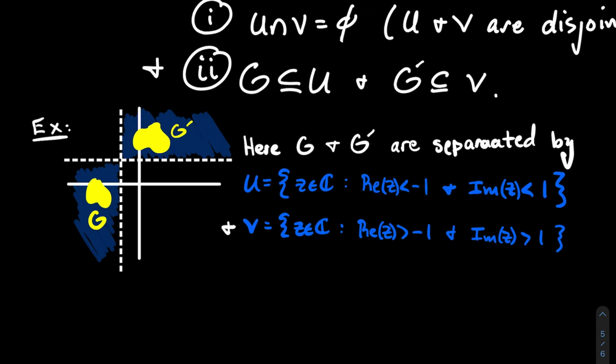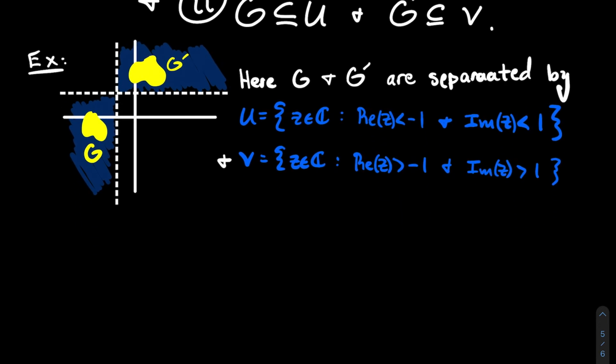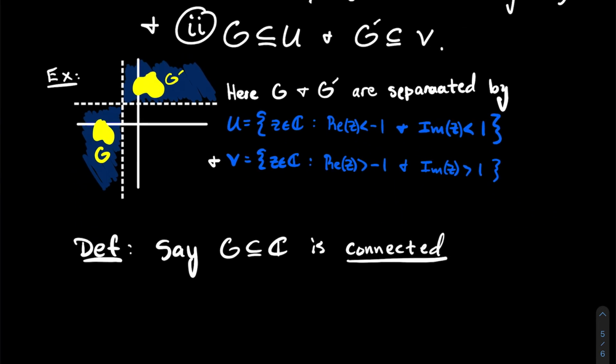And then G prime is contained in V up here. And so V is the upper blue part, which if you were to describe it, again, assuming that my picture is all labeled okay, the upper blue part would be all complex numbers whose real part is bigger than -1. You're to the right of that vertical dotted line. And then the imaginary part of Z is bigger than 1. So you're above that horizontal line. So that would be V. And so, again, that is what it means for G and G prime to be separated.